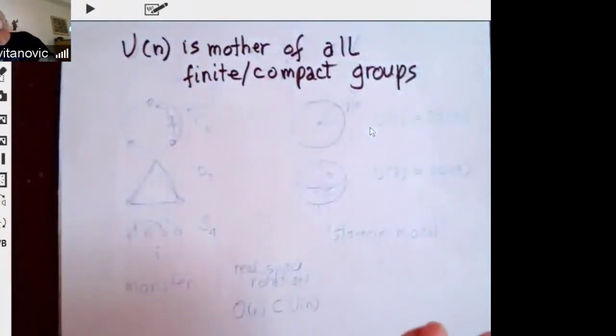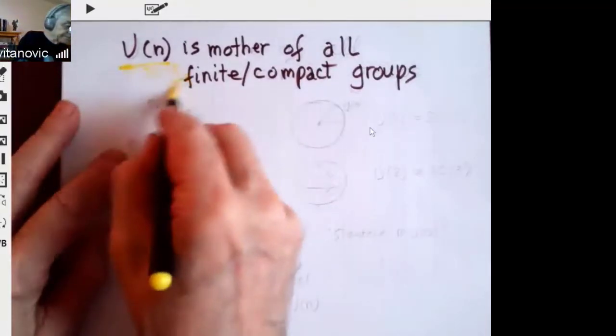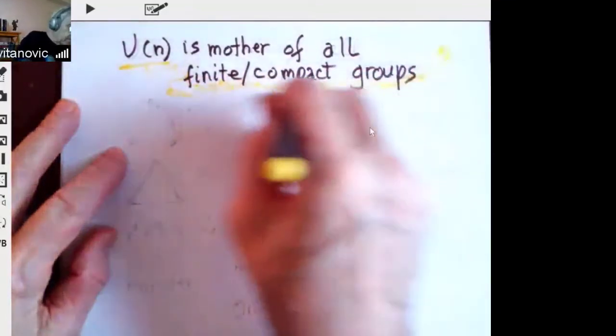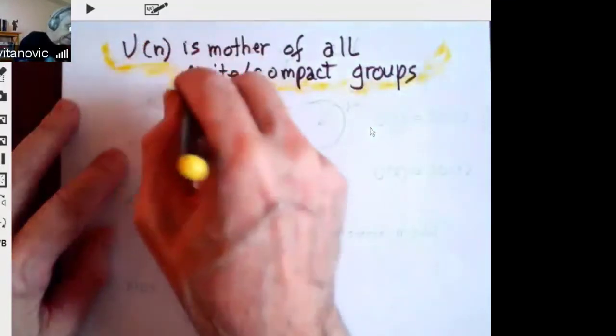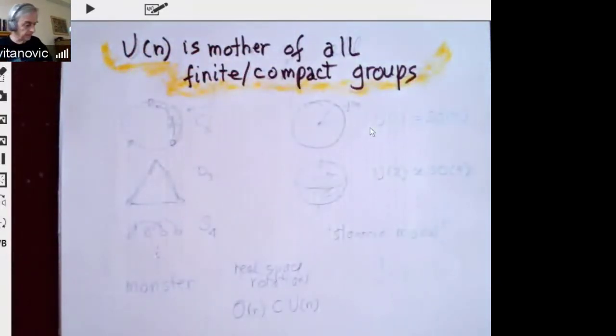Turns out that UN is the mother of all groups that we care about. I have to be a little more precise. One thing that's very surprising that I couldn't do justice in a week of studying finite groups was that every finite group is a subgroup of UN.